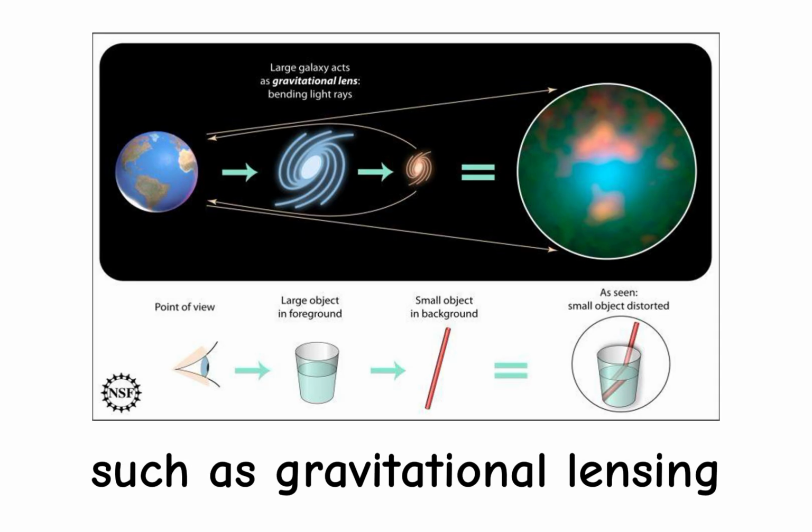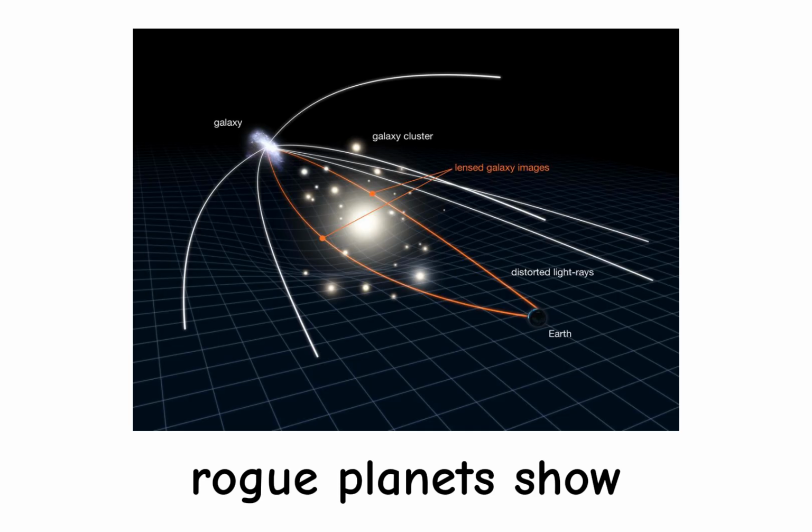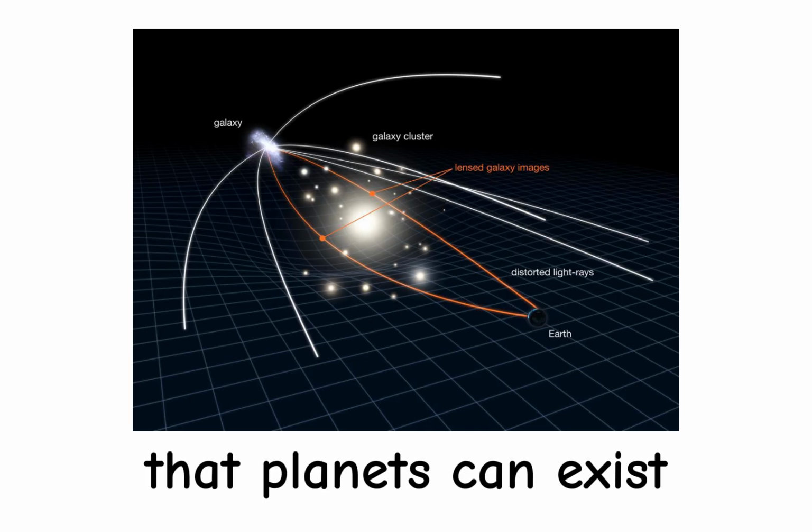Some may still retain internal heat or thick atmospheres that trap warmth. Astronomers detect them using subtle effects, such as gravitational lensing, where a planet bends light from distant stars. Rogue planets show that planets can exist independently of stars, wandering alone through the galaxy.